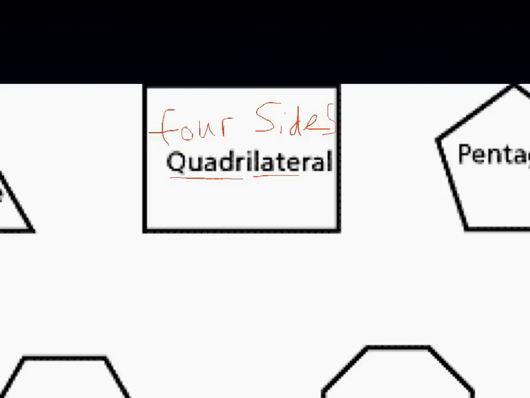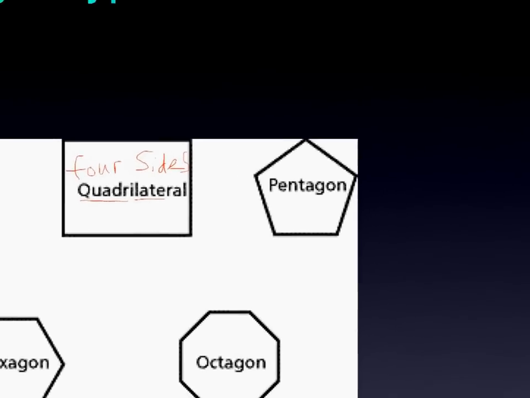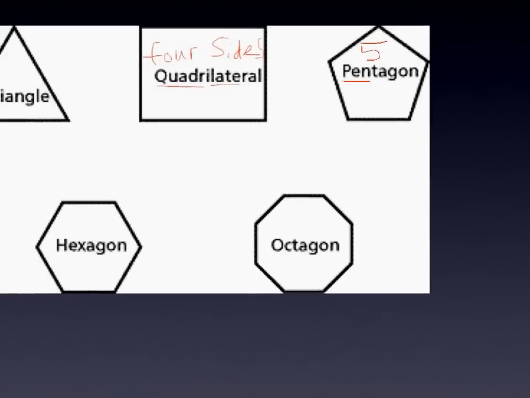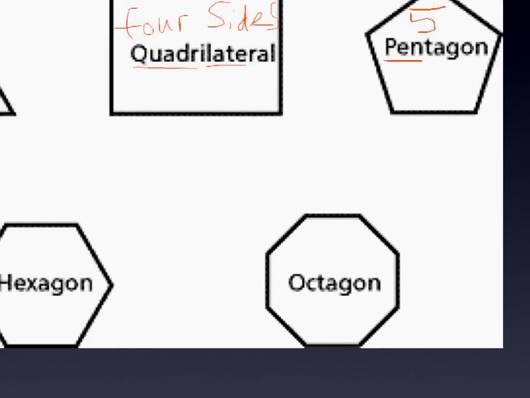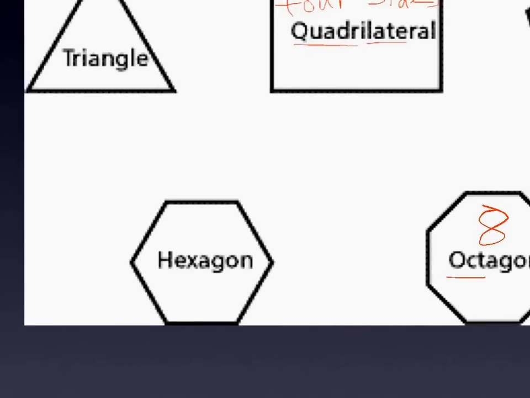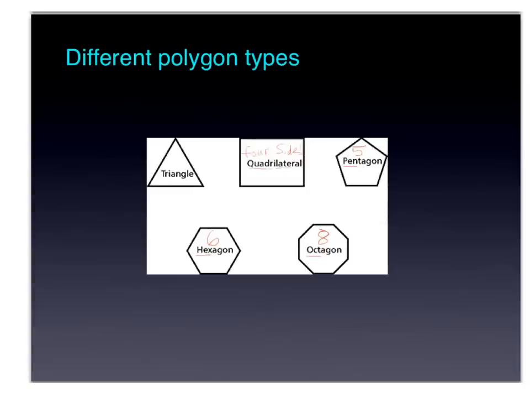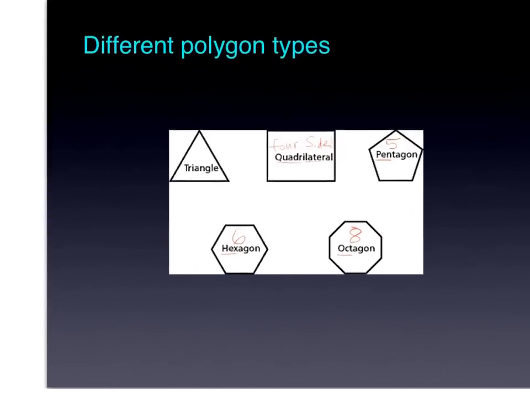Okay? When you look at the pentagon, pent means five. Oops, I didn't want to do that. I wanted to zoom. Octagon. Oct means eight. Kind of like an octopus. Octopus has 8 arms. A hexagon has 6. Okay? Let me zoom back. So we have many different polygon types, and each of these types has different characteristics.